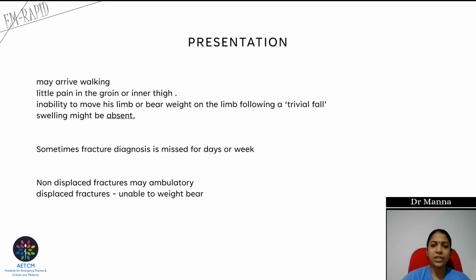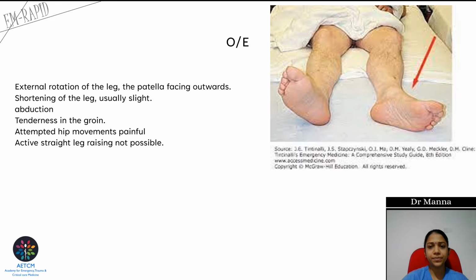And in some patients, if it is not much displaced, and if the patient doesn't have many symptoms, this fracture might be missed for at least days or weeks. So symptoms worsen as the displacement of the fracture worsens.